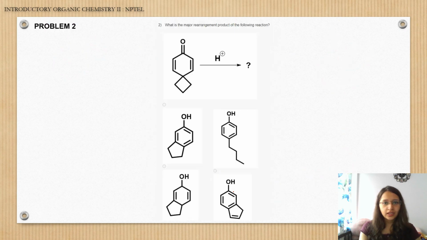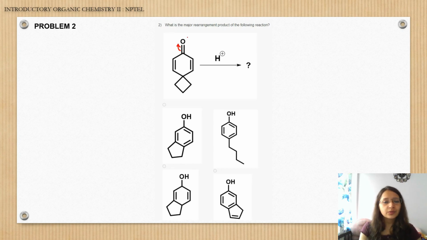In problem 2, they are asking what is the major rearrangement product of the following reaction. Here also you have a six membered ring fused with a four membered ring. Here also the same condition is there, that is the acid condition. So first the protonation of the oxygen of the carbonyl group takes place. The oxonium ion generation will take place, and this further goes up to neutralize the positive charge on the oxygen.